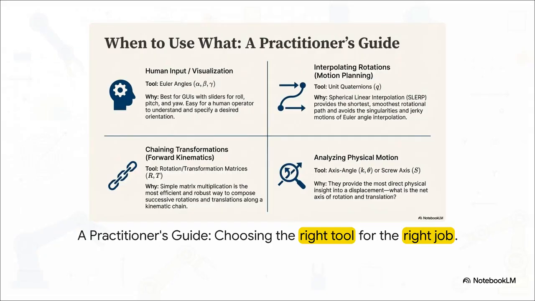And this is the real payoff. This is your practical, actionable guide. When should you use what? Well, use Euler angles when you're building a user interface for a person to interact with. Use quaternions when you're planning smooth motions and need to interpolate. Use rotation and transformation matrices for all your heavy-duty forward kinematics calculations. And use axis angle or screw axis when you really need to understand the underlying physical motion that's happening.